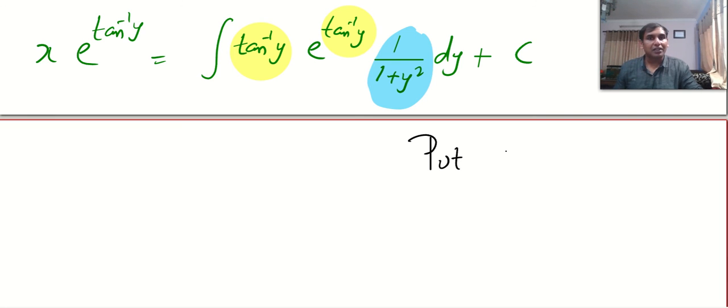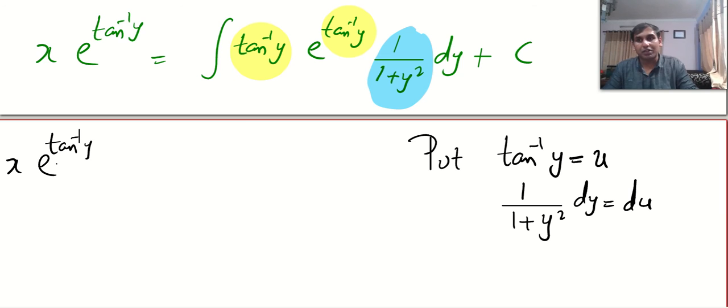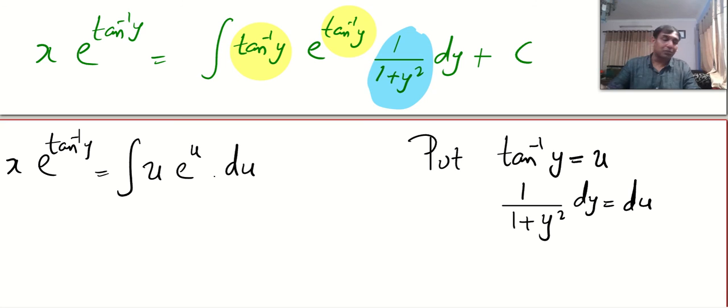So I'm going to put tan inverse y is equal to some letter. You can put any letter that you know. I'm going to use u. So 1 by 1 plus y square dy equal to du. So the solution goes like e to the power tan inverse y multiplied by x is equal to integral u e power u du. Integration by parts, 100% integration by parts. Can you see I, L, A, T, E?